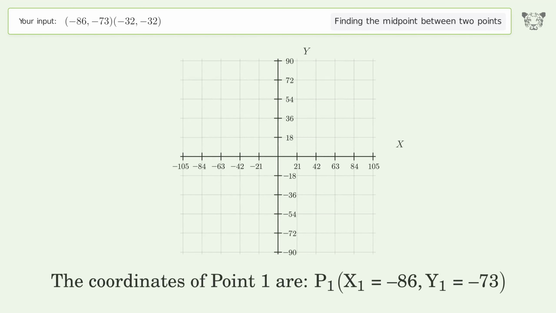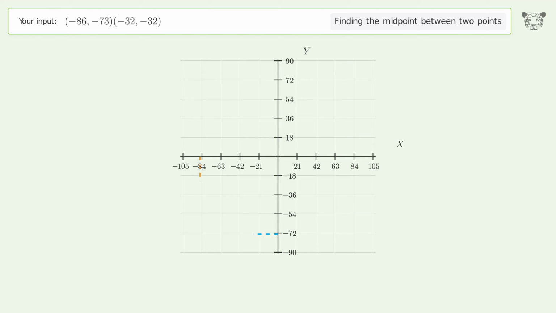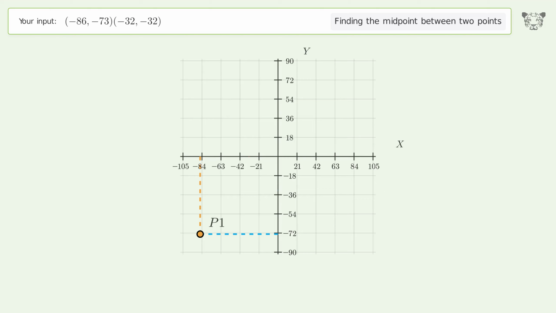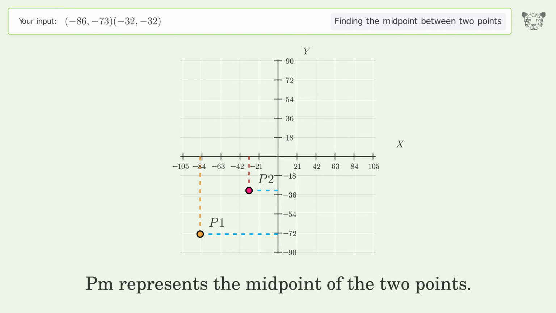The coordinates of point 1 are, x1 equals -86, y1 equals -73. The coordinates of point 2 are, x2 equals -32, y2 equals -32. PM represents the midpoint of the 2 points.